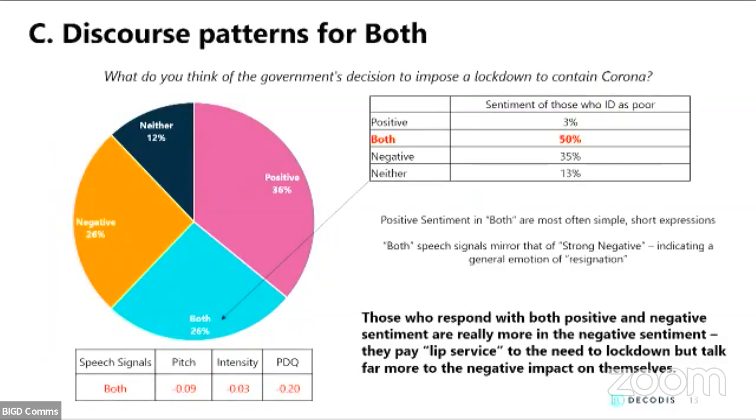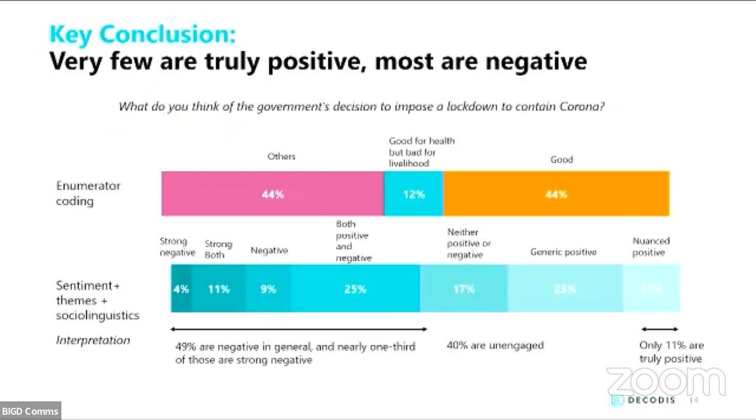Okay, and you can see that a lot of the people who identify as poor went into the both category. And you can see that the both looks a lot like the strong negative. So this is the punchline.